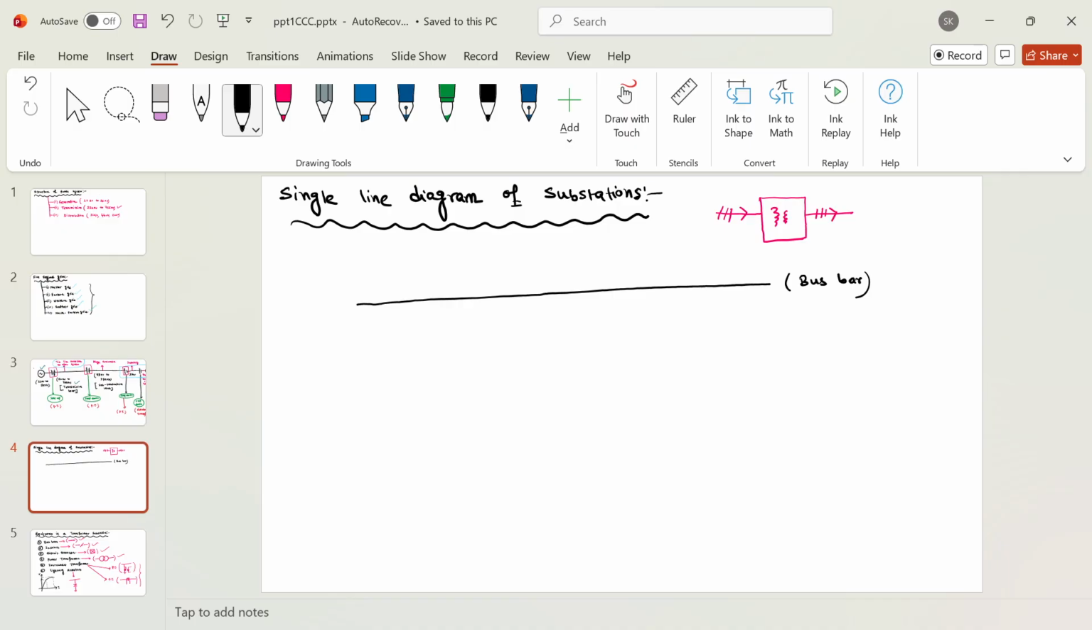Okay, and there will be incoming lines and there will be outgoing lines. Let's say you have these incoming lines. At the start of the substation there will be lightning arresters. So these are your lightning arresters. Now you will be having isolators.